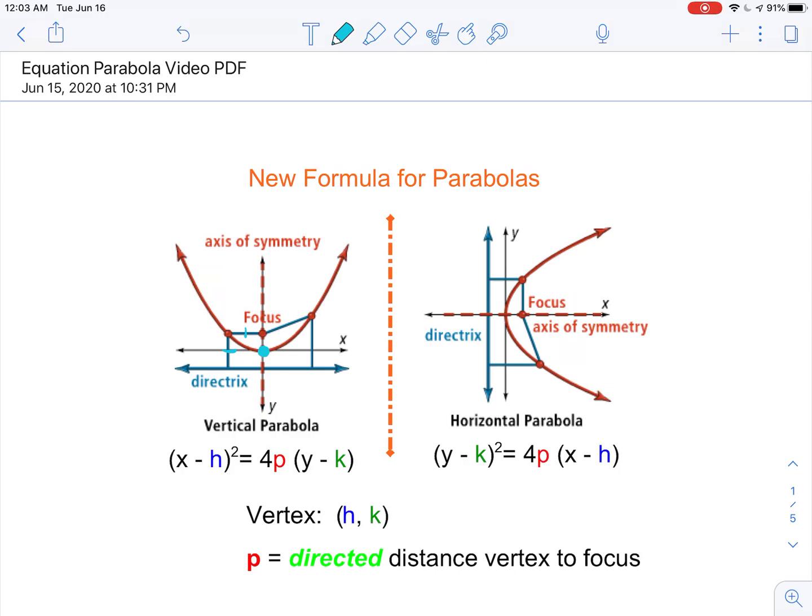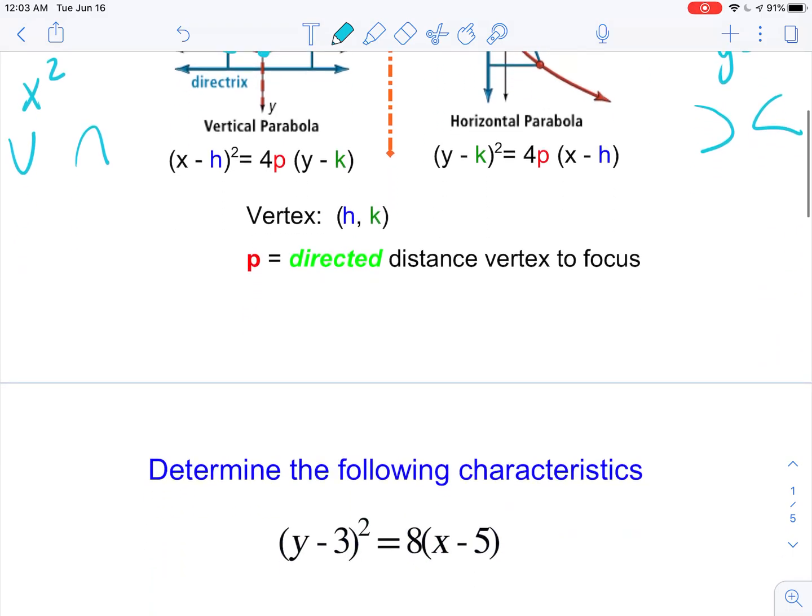And to figure this out, we need to pay attention to what is being squared. If you have an x squared, it will always be a vertical parabola, either facing up or facing down. When you have y squared, you will always have a horizontal parabola, either facing right or left. If you can identify the form that you're working with, the rest should be able to follow.